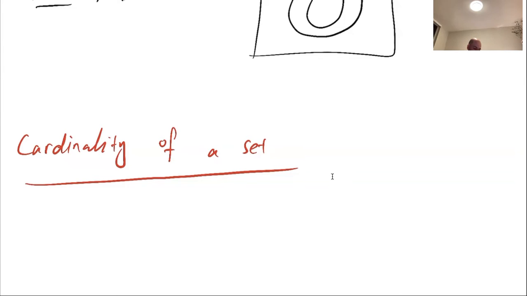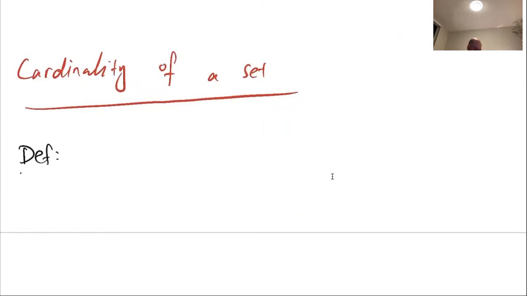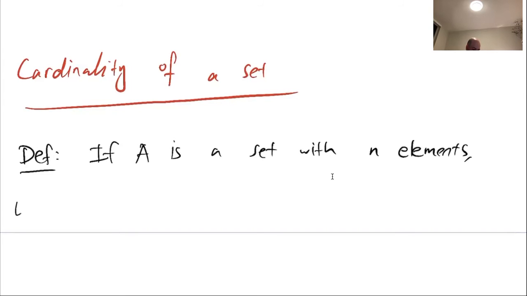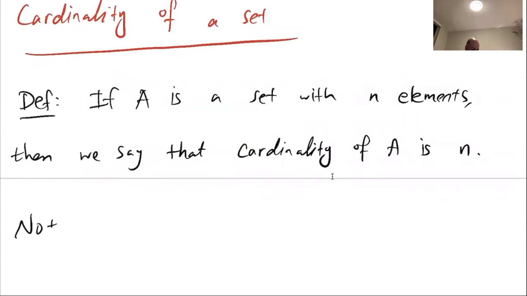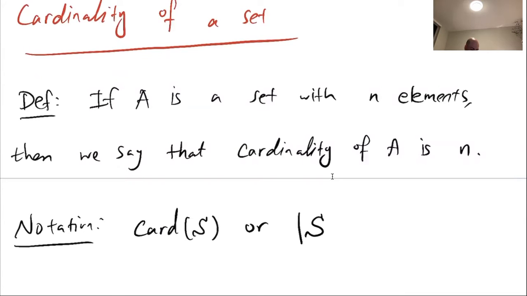Okay. So definition: if A is a set with n elements, then we say that the cardinality of A is n. And the notation that we use, sometimes we use card S, or sometimes we use this absolute value sign.